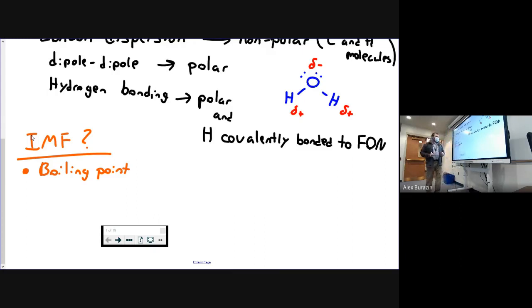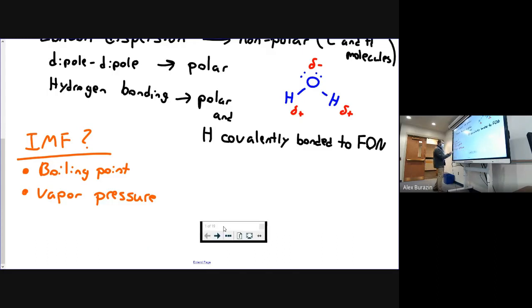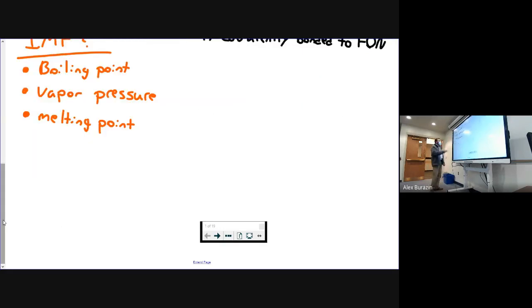Their other favorite one is vapor pressure. These are the two they generally like to use. However, we could use the other phase change, melting or freezing point. But when they ask questions about intermolecular forces, they're probably going to use one of these three things. The fourth that they would maybe use, I don't think I've seen it in a while, but in theory, they could also ask about viscosity.